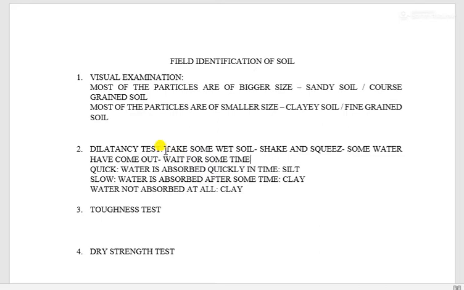That means you have to take some wet soil, that is, moderately wet soil, and then shake the soil and squeeze it. After squeezing and shaking, obviously some water will come out, and you have to wait for some time for the water to be absorbed. Okay, that is the process to test whether the soil is silt or clay by the dilatancy test.